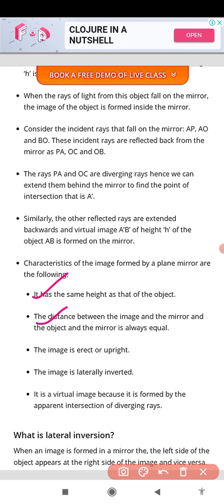The image is erect and upright. The image is laterally inverted. It is a virtual image because it is formed by the apparent intersection of diverging rays.